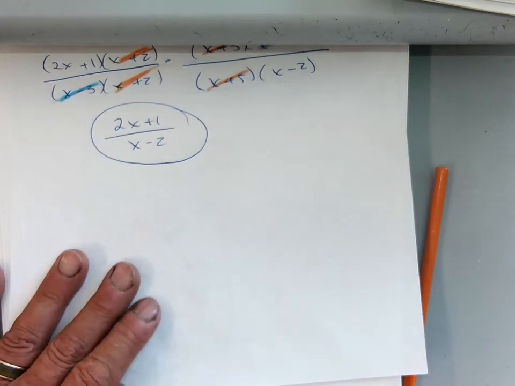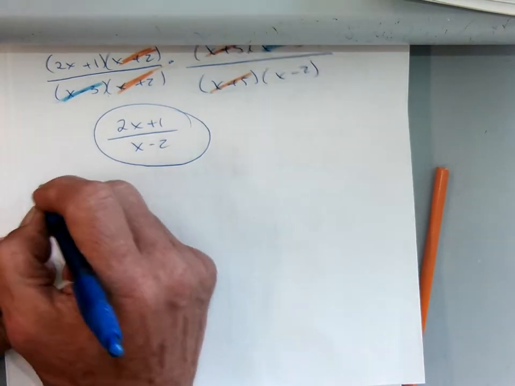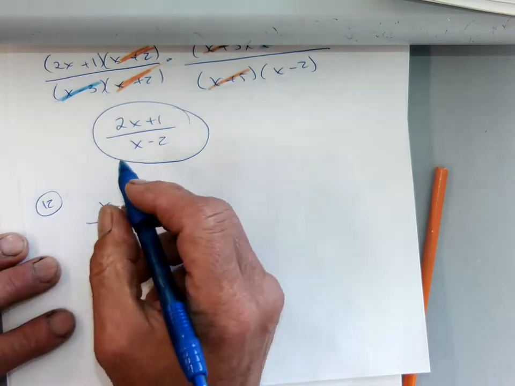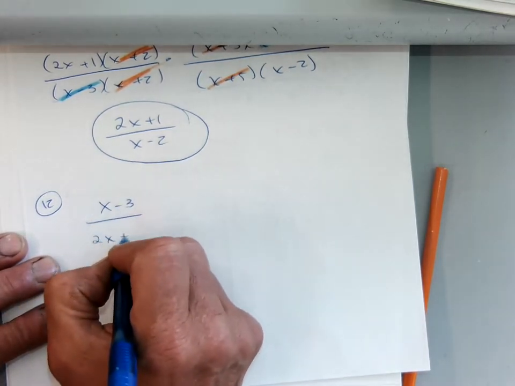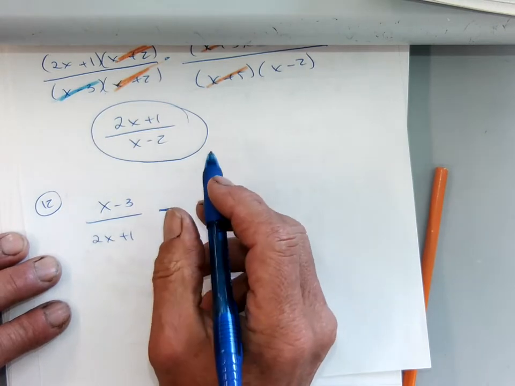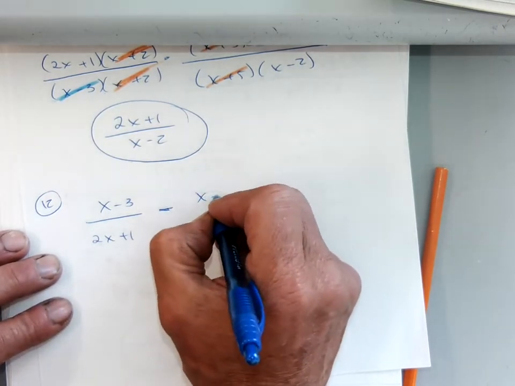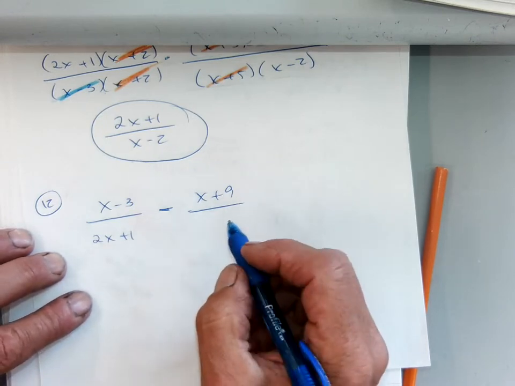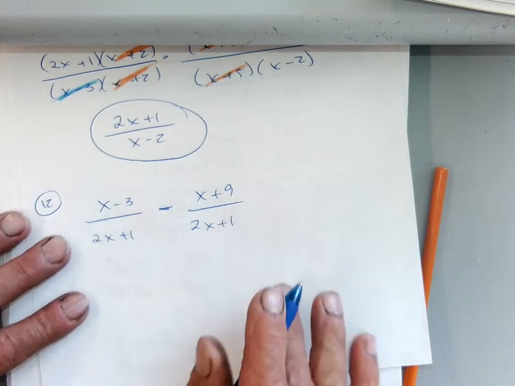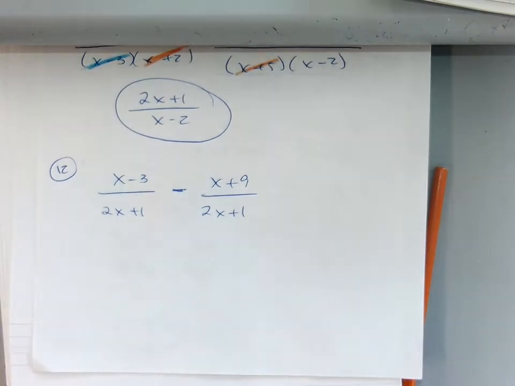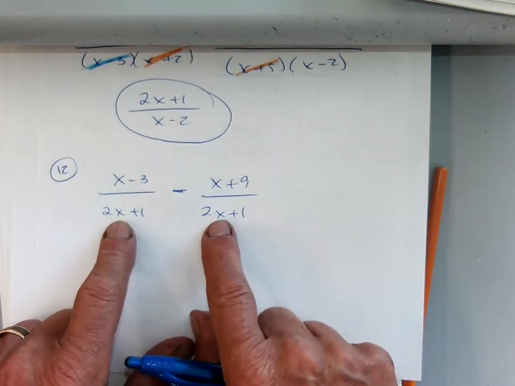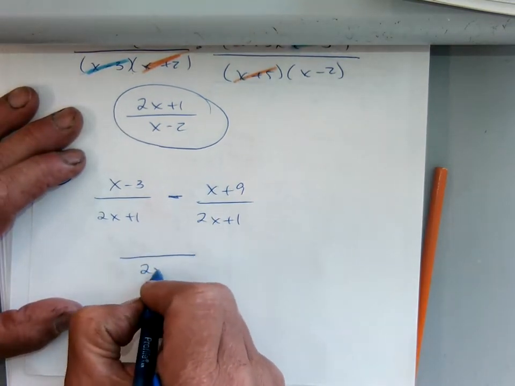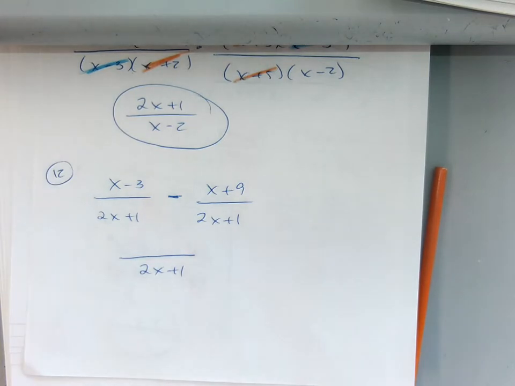Okay, we've got number 12, which is x minus 3 over a 2x plus 1, subtract x plus 9 over 2x plus 1. Can you cancel the bottom out since it's the same already? No, but we're adding and subtracting. So let me ask an easy question. Do you have a common denominator? You have a common denominator. So we're just going to write it down. Now we've got to be careful when we subtract.